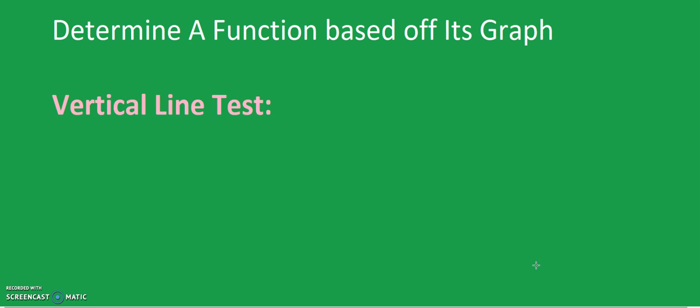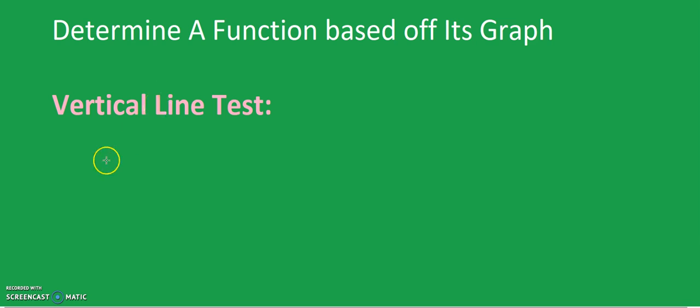Hey everyone, this is Math Done Right, and in this video I'll be talking about how to determine a function based off of its graph. So let's say we just have a picture of the graph of a function. We don't have a name of a function. I don't know that it's f of x equals x squared or the square root of x. I just have a picture and nothing more, and I want to see if it's a function or not. Well, I'm going to determine that using what's called the vertical line test.